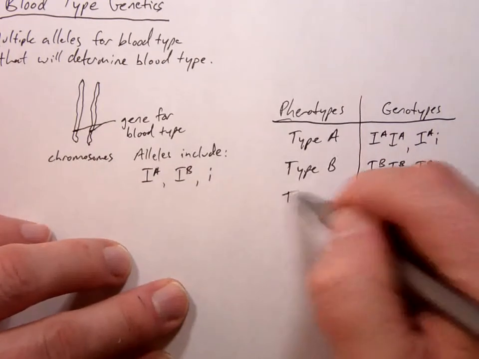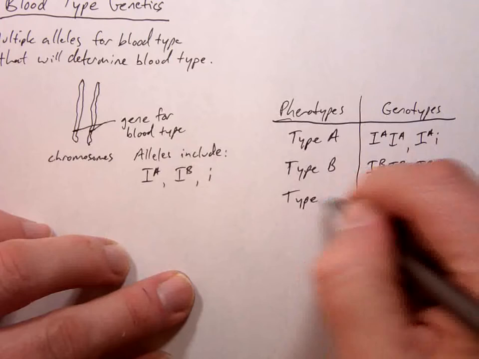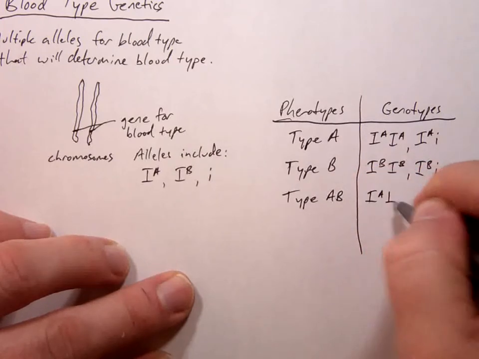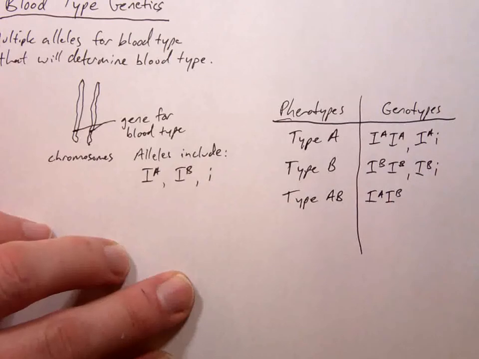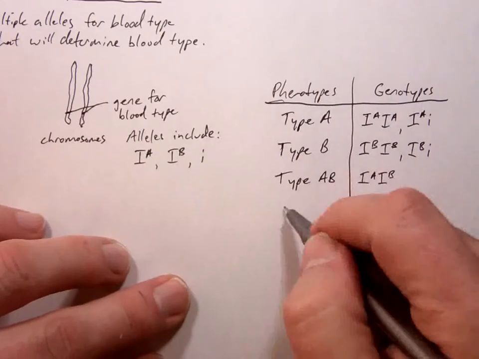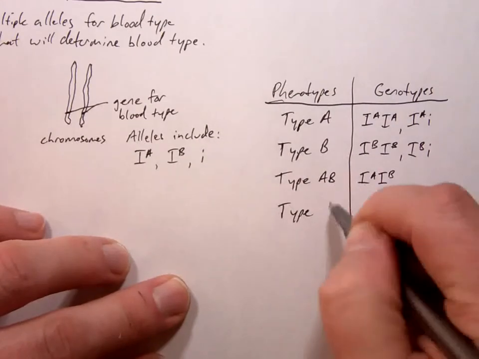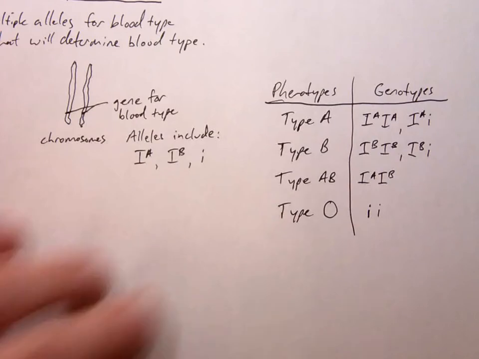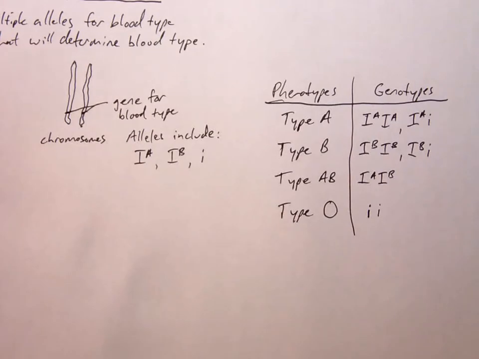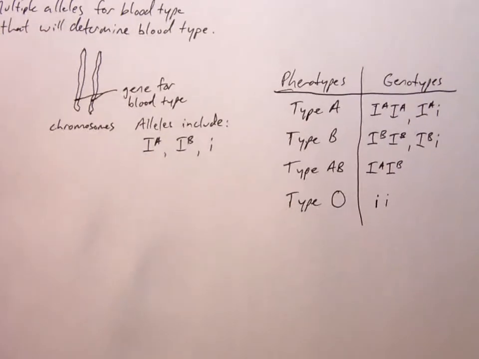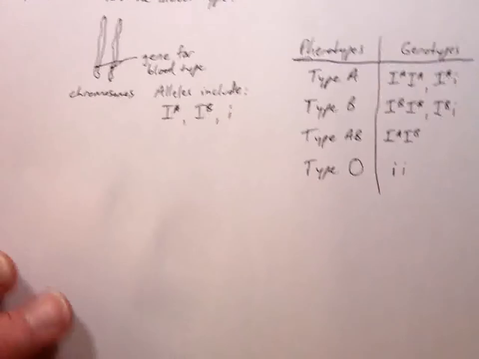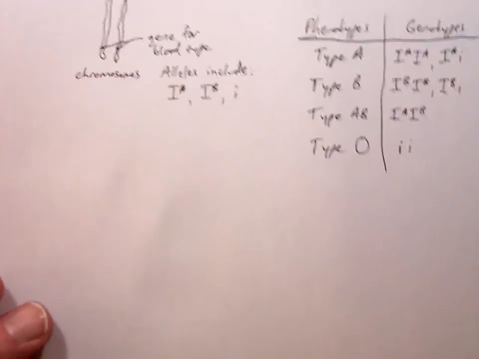For type AB, you can probably guess, you're going to have big I^A and big I^B. And for type O, you're going to have little i, little i. That is the only possible outcome for that. Okay, so let's just look at one of these here, a Punnett square.